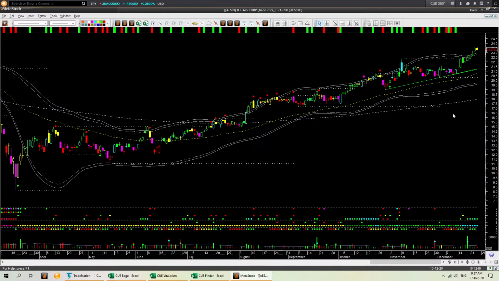Next one, AES. This is the only one among the stocks we saw so far that is in a clear uptrend. It has trend line support, no trend line resistance. Very clear uptrend. However, it is extended by now above the upper boundary level. So I will not buy this stock right now.